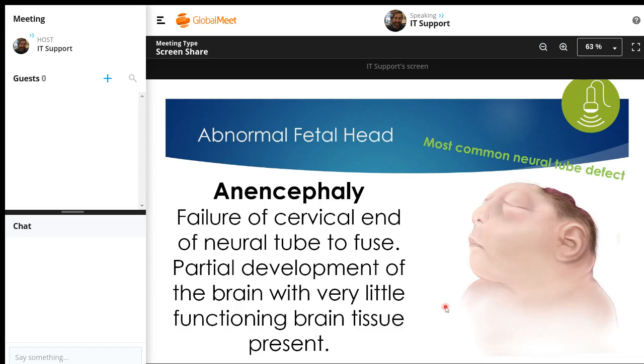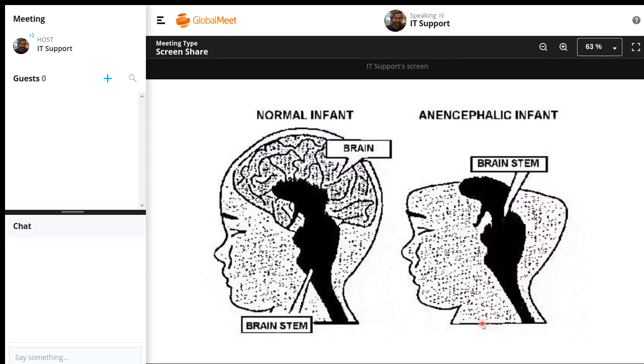This is a condition that's always lethal. A baby can't survive very long without a brain, because obviously that kind of influences all of the other bodily functions. The incidence is about 1 in 1,000, so it's not super rare, but it is something that's very lethal and very awful when you find it on ultrasound.